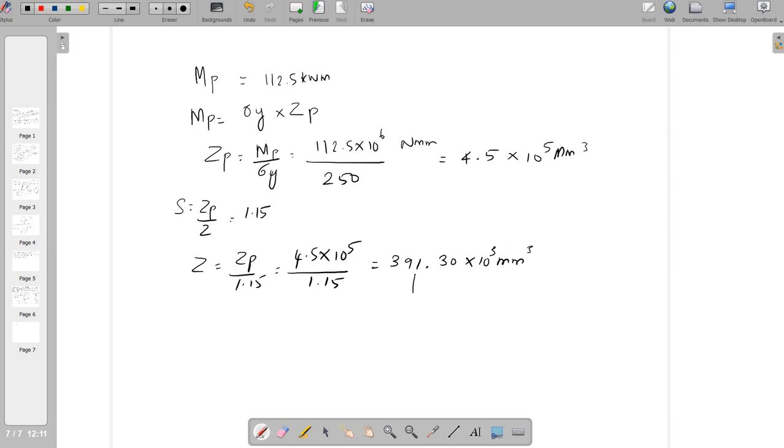So for this corresponding sectional modulus, we can choose an I section, ISLB, referring to your steel table, ISLB 275 at 330 Newton per meter can be chosen for the I section, or otherwise you can select any other section with the sectional modulus of 391.30. So this is one of the very simple problems.